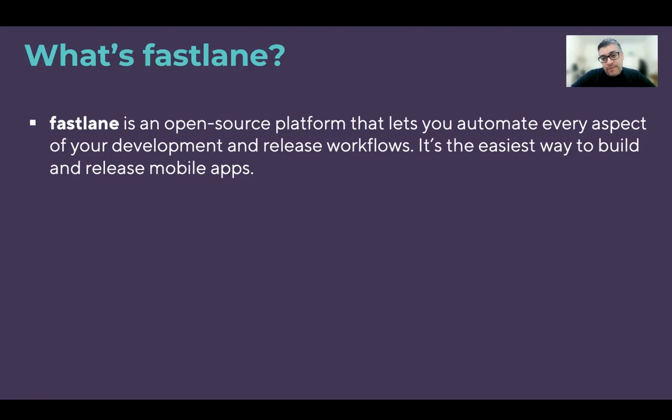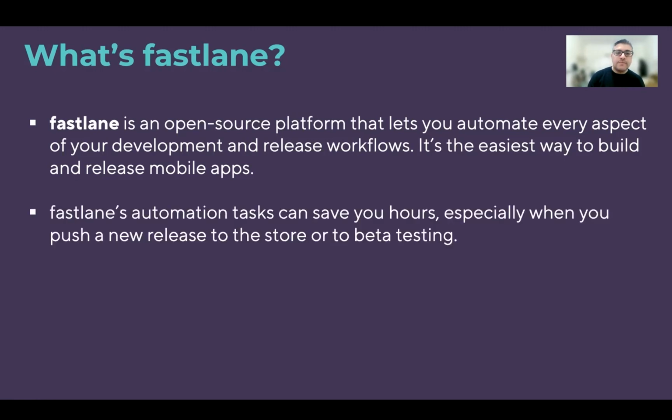Fastlane is an open source platform that lets you automate every aspect of your development and release workflow. It's an open source, Ruby-based platform, and it helps us with development and release workflows for iOS and Android applications. It's especially for mobile apps. It's the easiest way to build and release mobile applications.